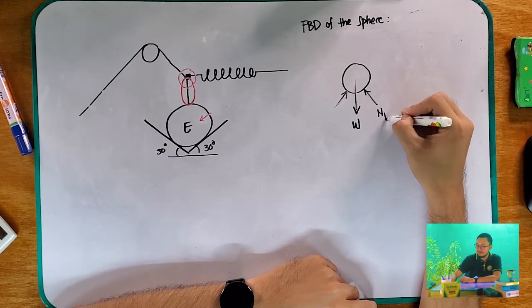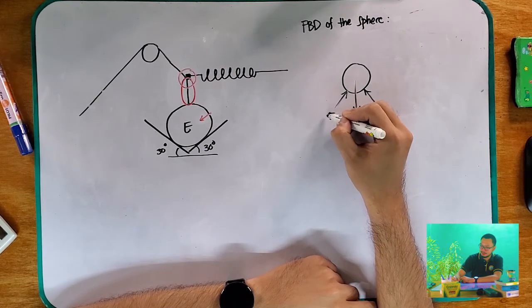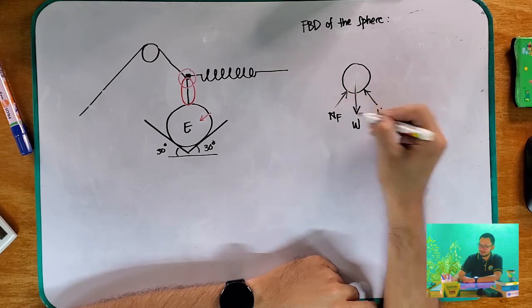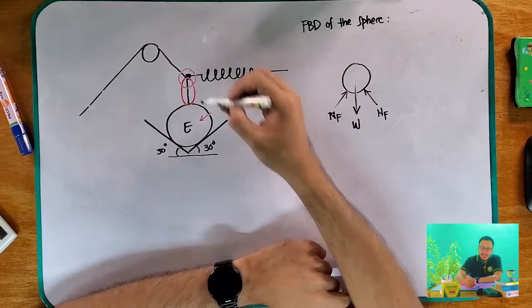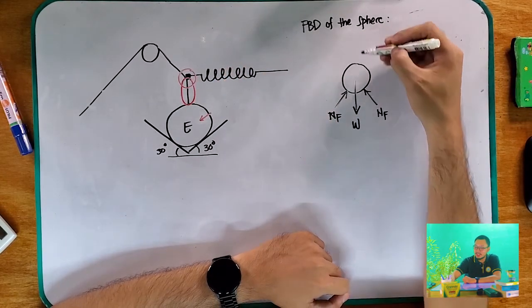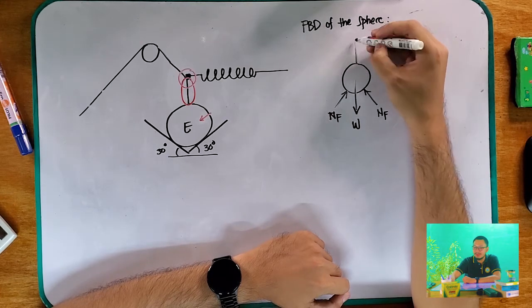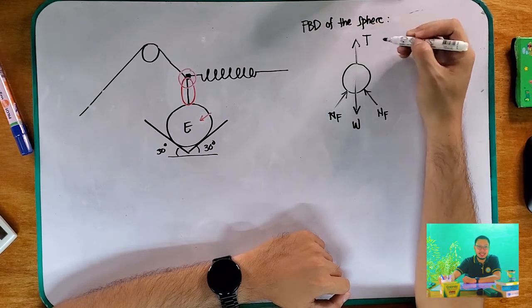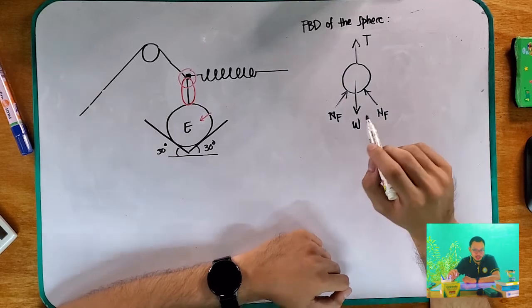So, N. And also, lastly, we have this chord CE that is connected to this sphere. So therefore, we have a tension acting at the top portion of your sphere. Okay? Understood? So this is the free body diagram of our sphere.